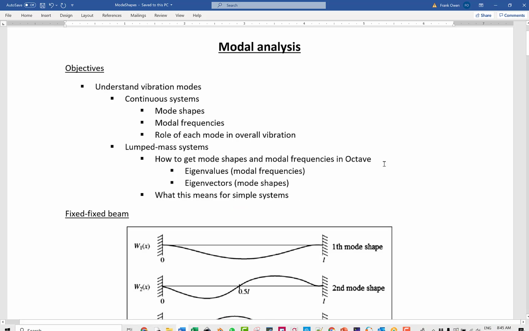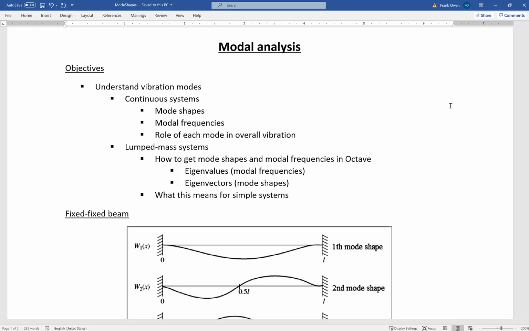Our aim is to understand modal analysis, what it is. We need to learn what vibration modes are. And we will look at them in an overview type of way for continuous systems, but we will mostly do our work with lumped mass systems. So those are the two types of systems that we will cover.